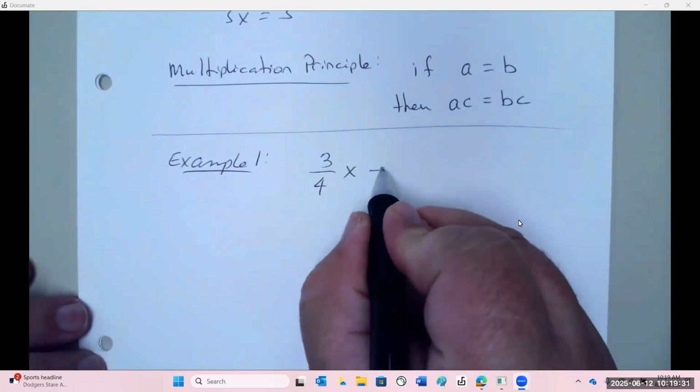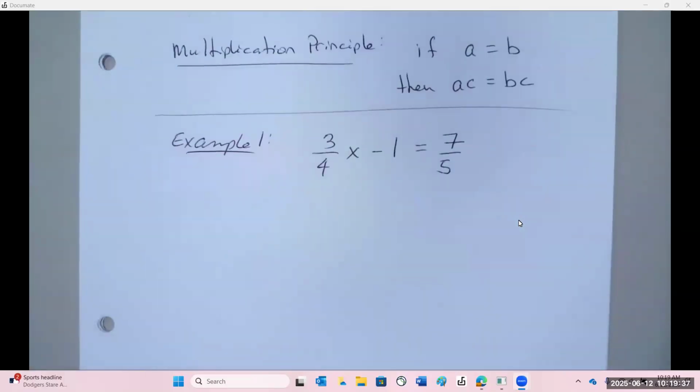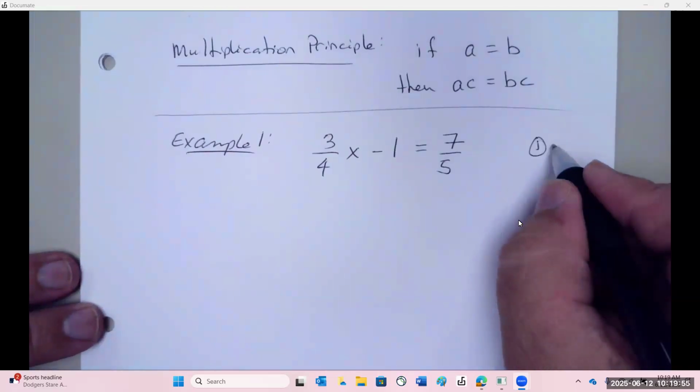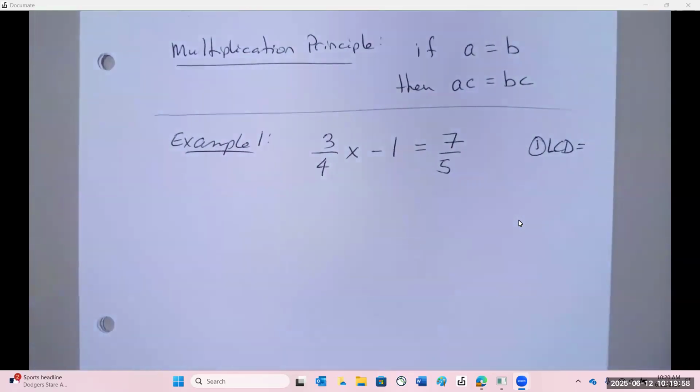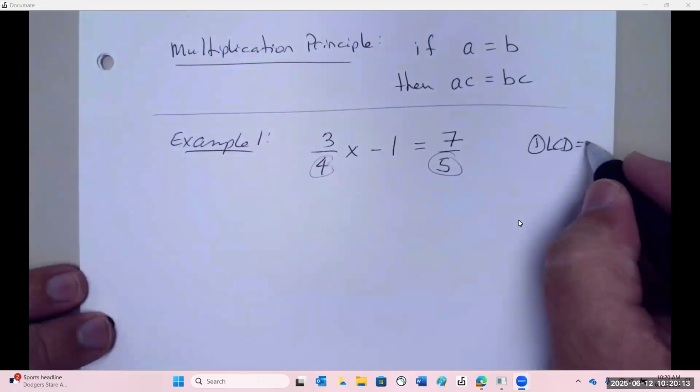Three-fourths x minus 1 equals 7/5. We've talked about how to solve these. These are fractions, right? So what do you do when you're trying to solve with fractions? Get rid of them. So the first thing you have to do is find the LCD. We have two denominators, 4 and 5. What's the smallest number that they both fit into? If you don't even think about it, just multiply them together. So the LCD is 20.